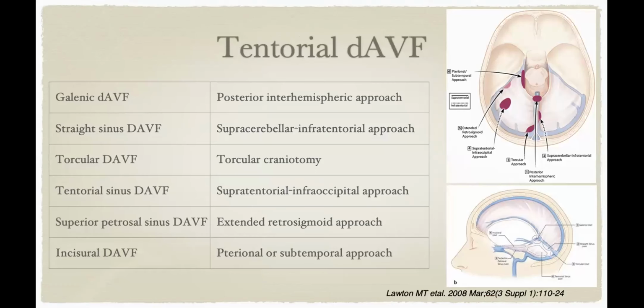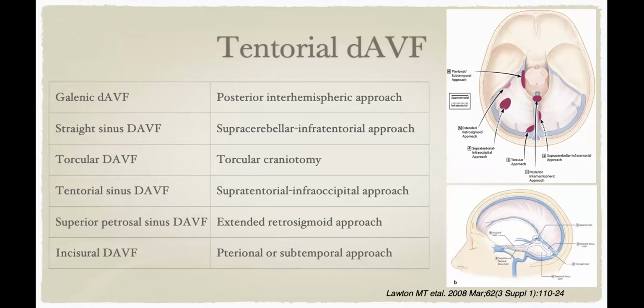Now coming to the third most amenable dural AV fistula, that is the tentorial dural AV fistulas. According to Lawton, tentorial dural fistulas have been classified into 6 different types. Either it will be draining into the galenic vein system, that is the galenic dural AV fistula, or into the straight sinus, that is the straight sinus dural AV fistula, or into the torcula, or into the tentorial sinuses, or it will be a superior petrosal sinus dural AV fistula, or an incisural dural AV fistula.